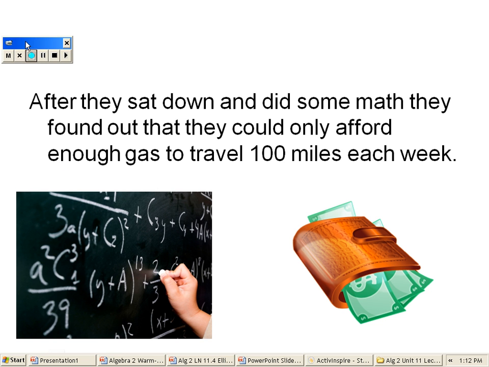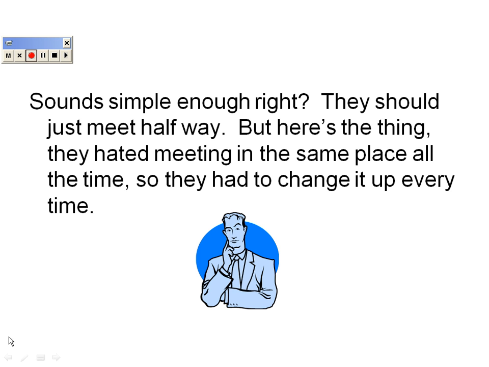After they sat down and did some math, they found out that they could only afford enough gas to travel 100 miles a week. Sounds simple enough, right? They should just meet halfway. But here's the thing. They hated meeting in the same place all the time, so they had to change it up every time.